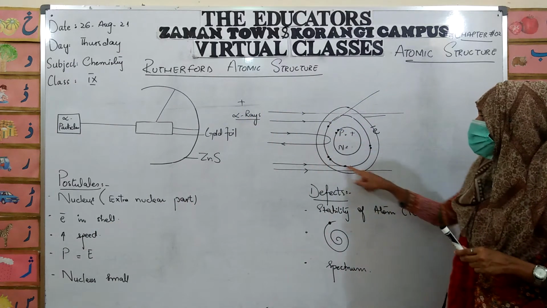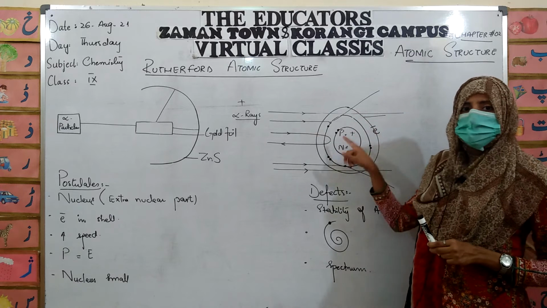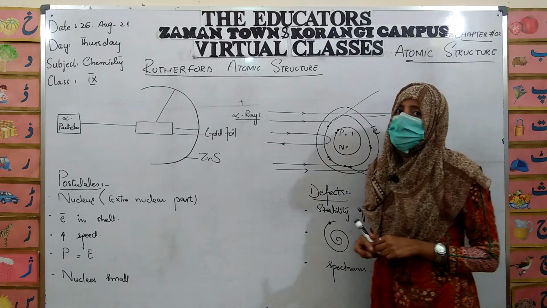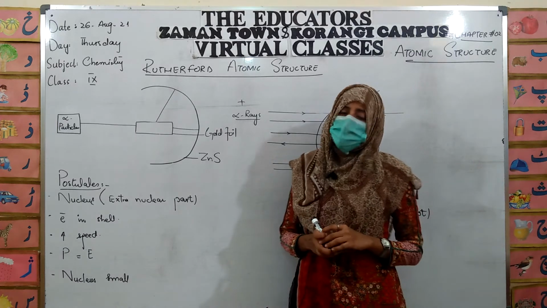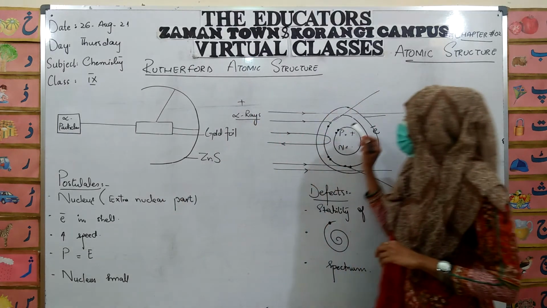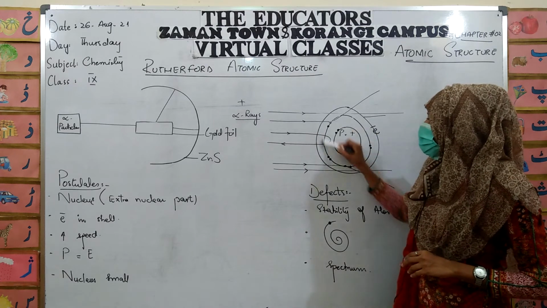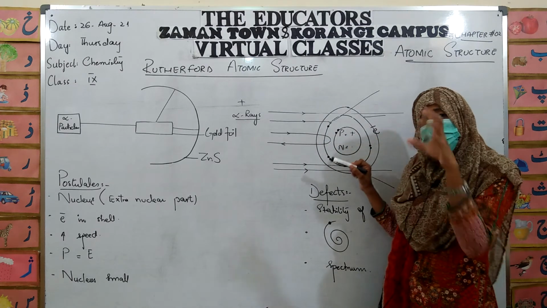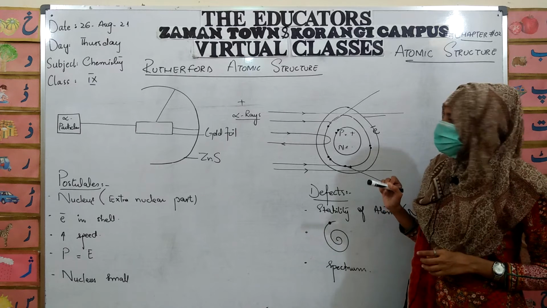The second postulate is that the electron revolves in the shell. As the electron revolves in a circular path, these circular paths are known as the shells, orbits or energy levels. The third is that when the electrons revolve in the circular path, they move with high speed.